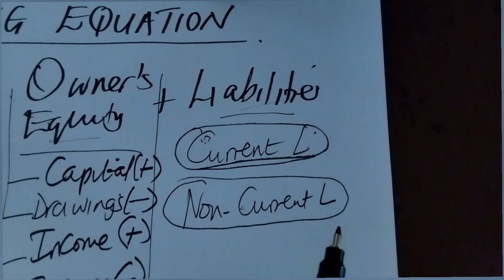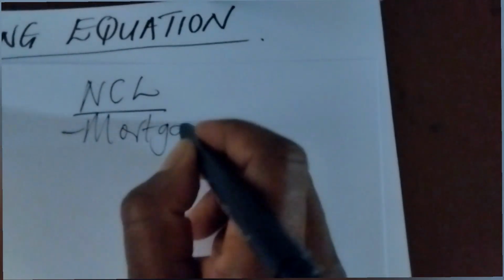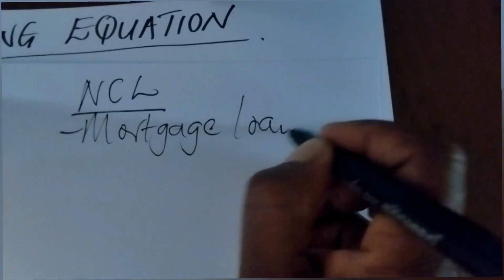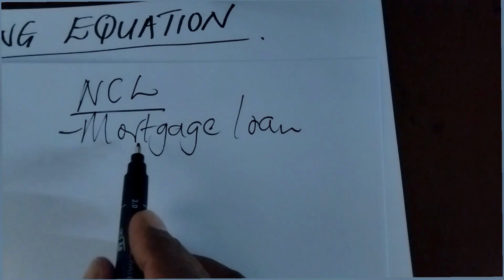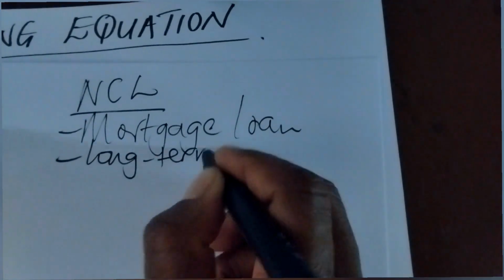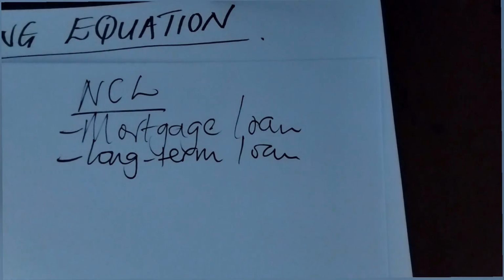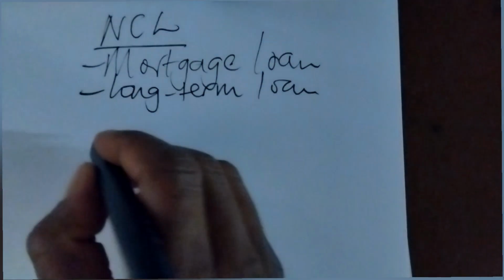So in order for you to have a deeper understanding of that, under your non-current liabilities, you've got your mortgage, which is a mortgage loan, a loan that you obtain in order to buy fixed property. And this is paid in more than 1 year. You can have your long-term loan, which is a loan paid in more than 1 year. So that's under your non-current liabilities.